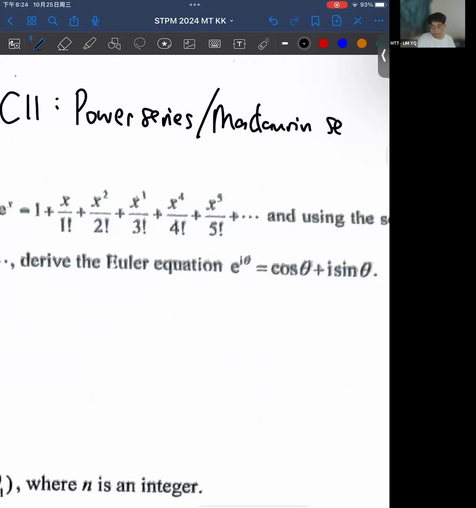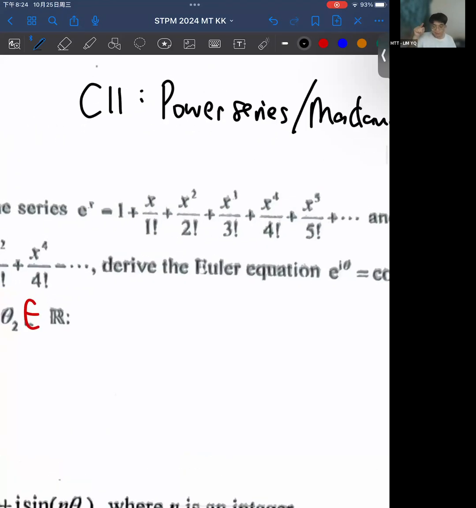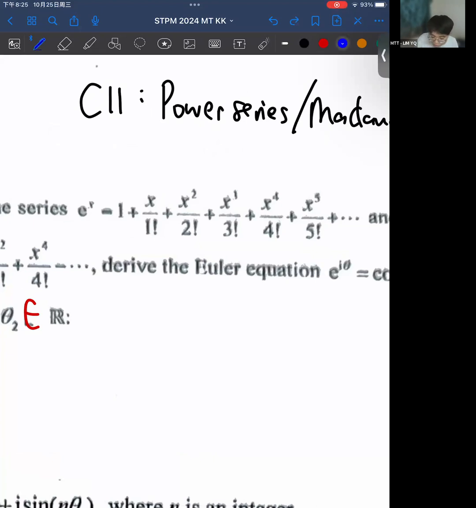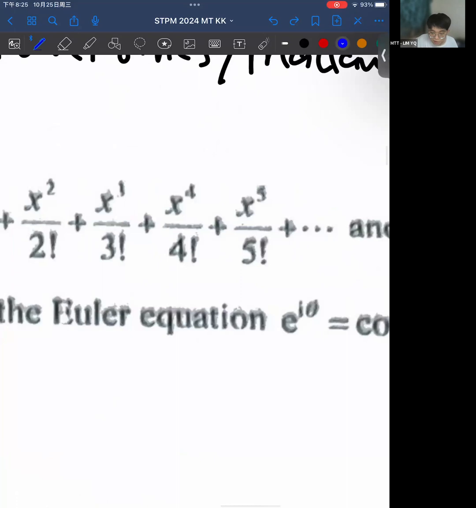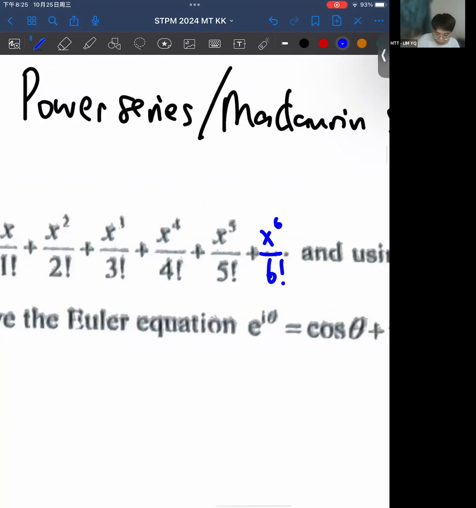Even though you haven't learned it, it's okay. Just to let you know, e to the x can have another expression as a power series like this. It's an infinite one, plus dot dot dot. Even though I didn't give you the next term, you can know the next term is x to the power 6 over 6 factorial and so on. This is what you can know from the question.